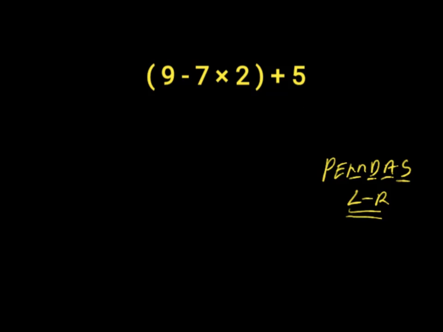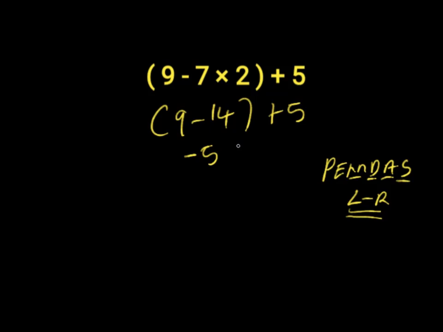First of all, we are going to work with our parentheses. In our parentheses, we have a subtraction and a multiplication. We are going to work with our multiplication first because it comes before subtraction. 7 times 2 will give us 14. Then we have 9 minus 14. Bring down our 5 here. 9 minus 14 is equal to negative 5.